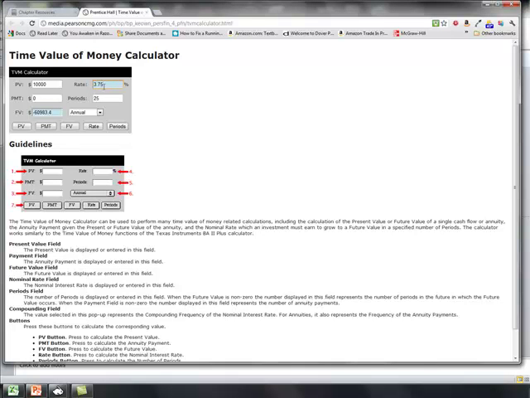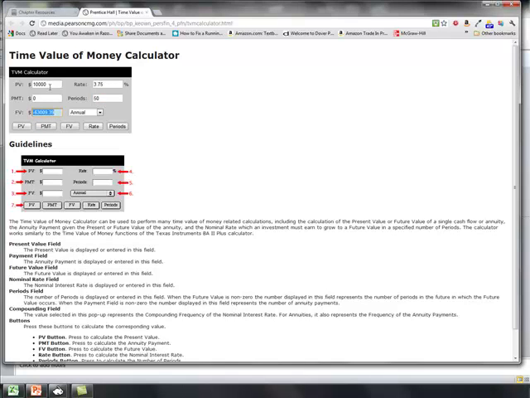So I would enter the semi-annual rate, and then rather than entering my periods of 25, I would take the 25 and multiply it by 2 to get 50, because there are 50 6-month time periods in 25 years. And again, I would solve for future value, and there's the $63,010 that I got earlier.